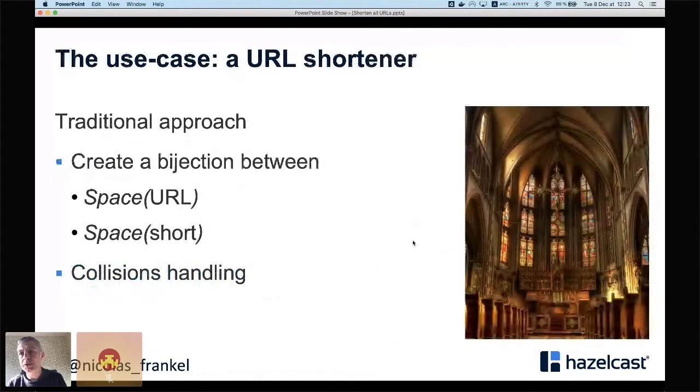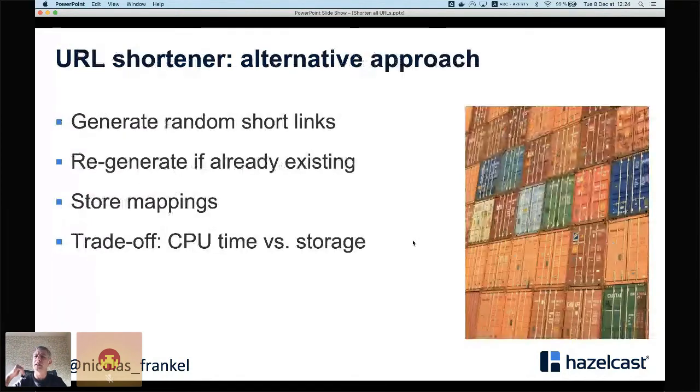So now I want to do a demo, because if I'm just talking, it's not that interesting. I want to create a URL shortener. This will be my use case. The traditional approach when you write a URL shortener is to create a bijection between two spaces, the space of all URLs and the space of your shortened URLs. You need to go from one to the other, and you need to handle collisions somehow, because the space of URLs is much bigger than the space of shortened URLs. I will use an alternative approach.